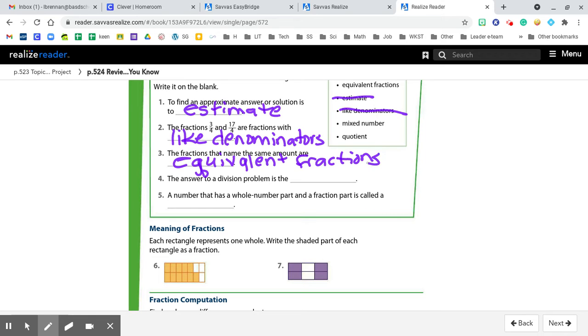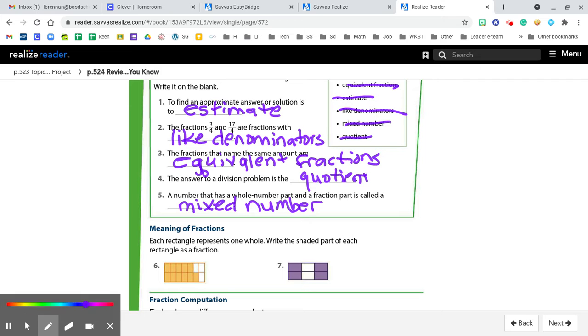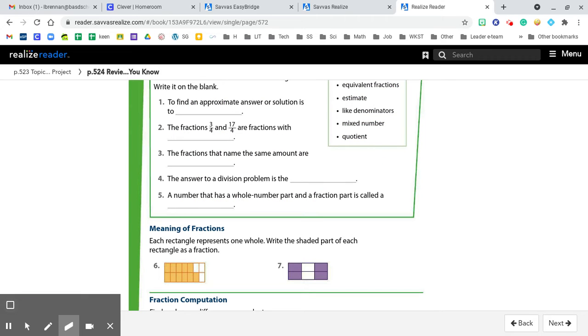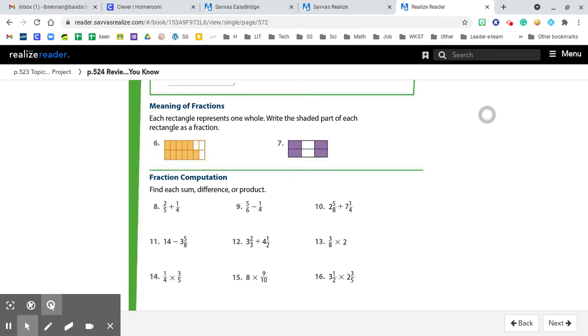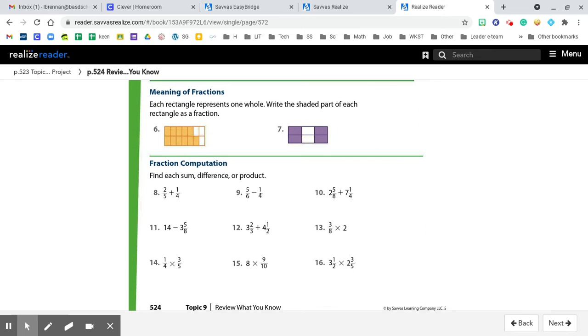The answer to a division problem is always a quotient, and a number that has a whole number part and a fraction part is called a mixed number. Now, if those were all easy for you to get, then you have a good foundation of the vocabulary we'll be starting out with on this chapter. Moving down, we're going to be looking at some other concepts that will help you in this chapter.